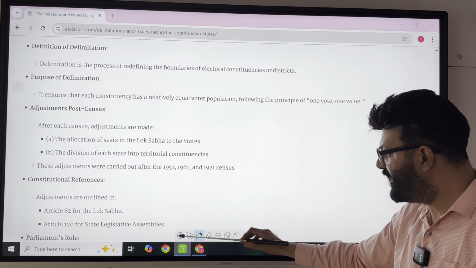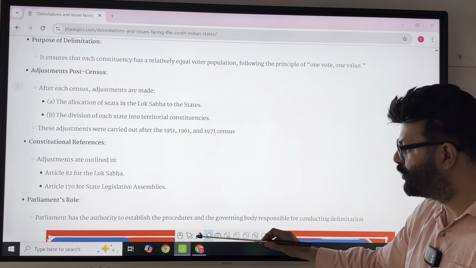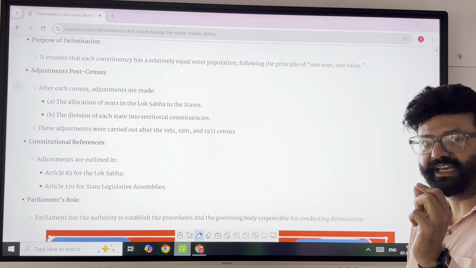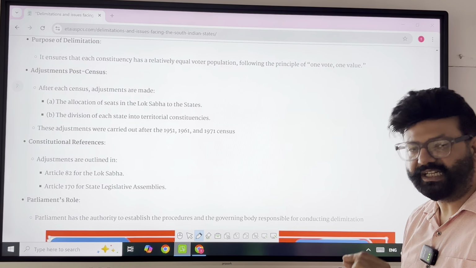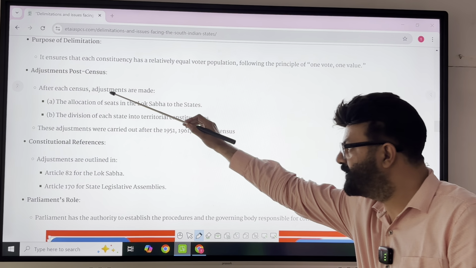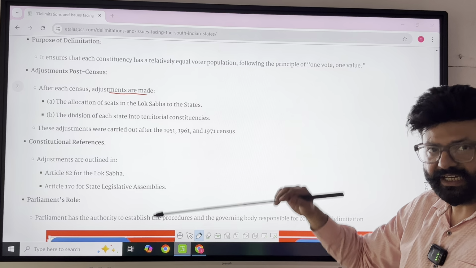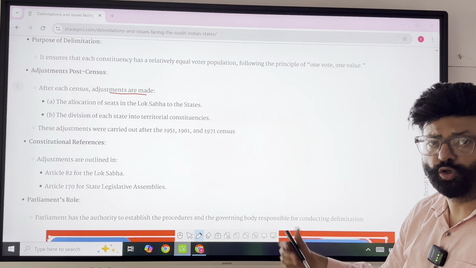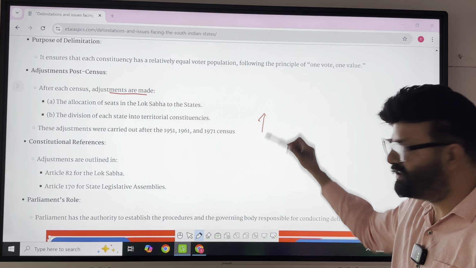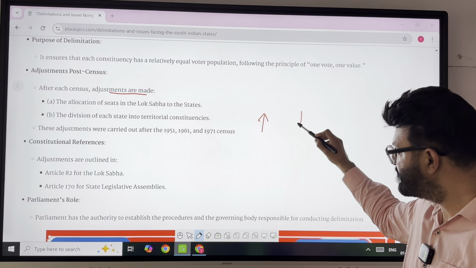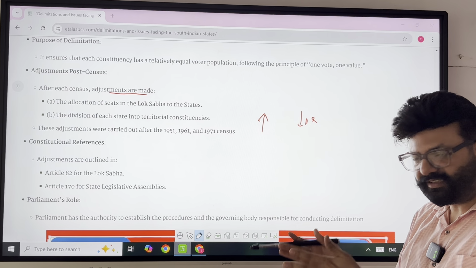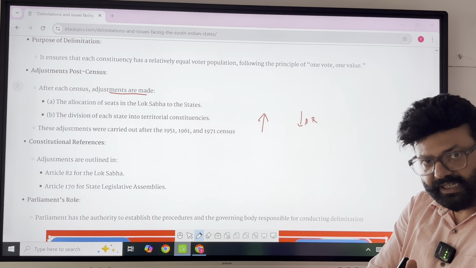Now, adjustment post census. You know, after every 10 years, census is conducted; it is a decennial exercise. So, after each census, adjustments are made. Now, when census figures come, in certain areas there is an increase in population and in certain areas there is a decrease in population. So, that is how we adjust the census figures into the delimitation.